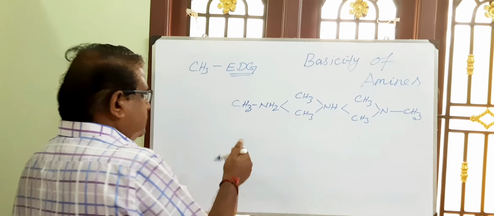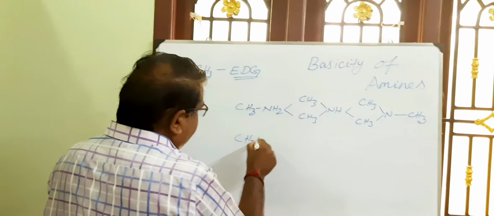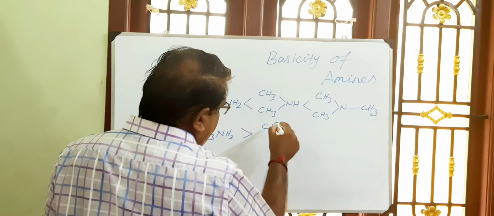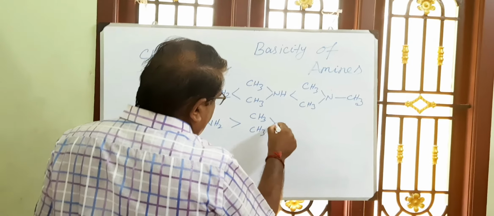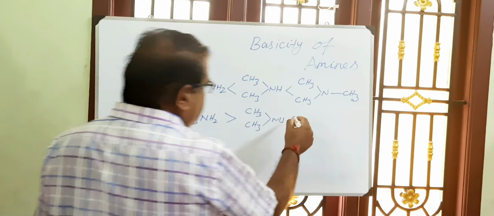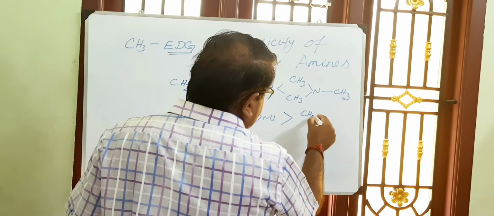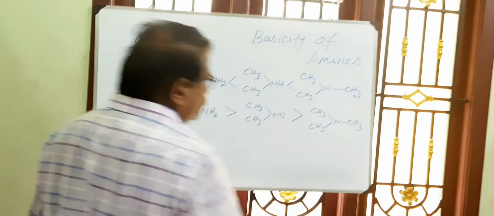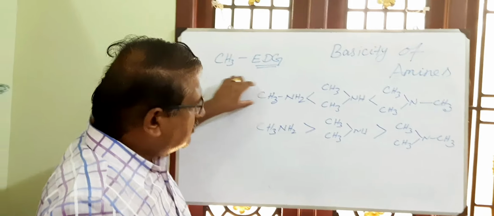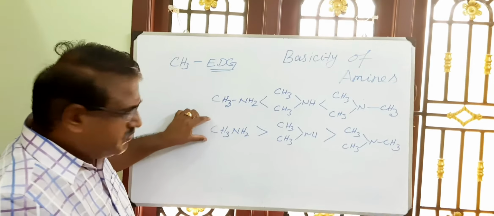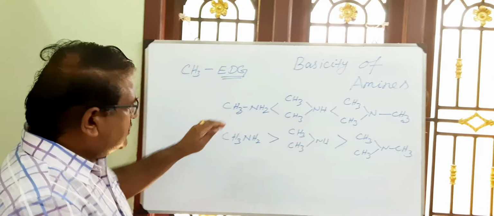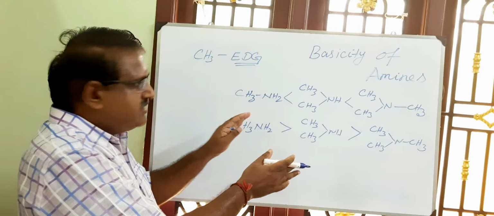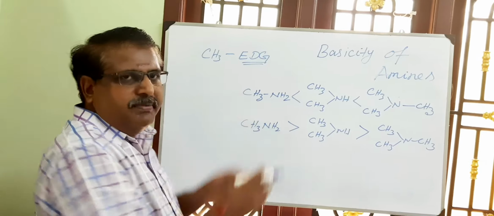So, according to that concept, the primary amine CH3NH2 will be stronger than the secondary amine, dimethylamine, (CH3)2NH. And this should be stronger than the tertiary amine, trimethylamine, (CH3)3N. So on the basis of the stability, this is the order we expect. On the basis of the solubility, this is the order we expect. So these two effects should be compensated. By the combination of these effects, the basicity strength of the amines will be governed.